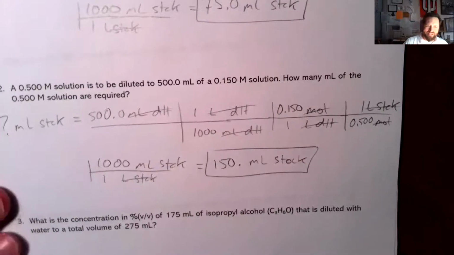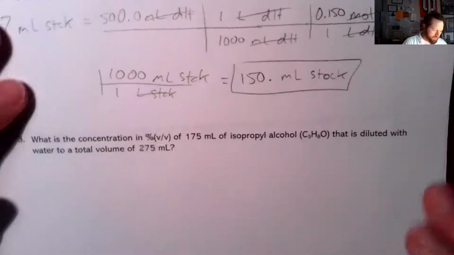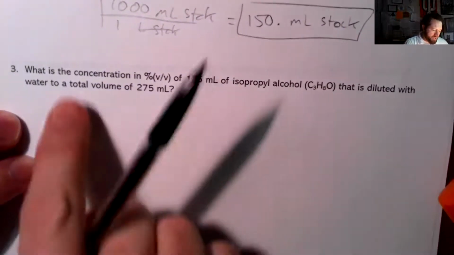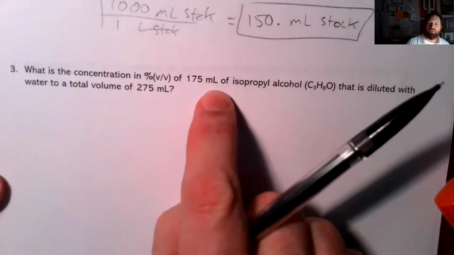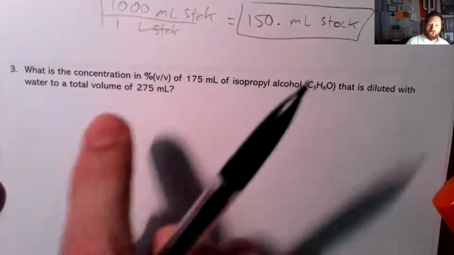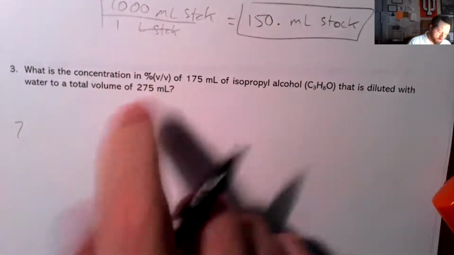All right, fantastic. We are 2 problems deep. Well, let's take a look at number 3. All right, number 3 is asking us a little different problem. What is the concentration, volume to volume, of 175 milliliters of alcohol diluted with water to a total volume of 275 milliliters? All right, well, it always helps to start with what we're looking for.